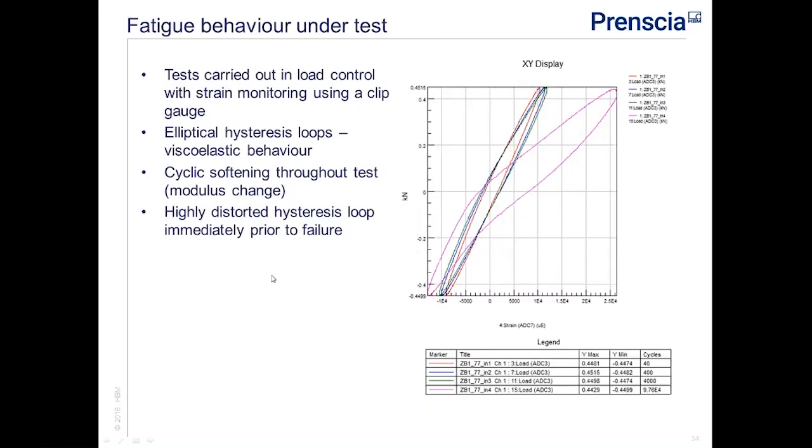Just very quickly, this plot shows some of the typical hysteresis loops that we get off our tests. We monitor the stress as well as strain when we carry out fatigue tests. And because the material is viscoelastic, you don't see the same kind of hysteresis loop that you see for metals. You see something that is pretty much an ellipse, typical of the viscoelastic behaviour. You get a little bit of cyclic softening throughout the test, and just before failure, you see very distorted hysteresis loops because of the large amount of damage in the specimens.